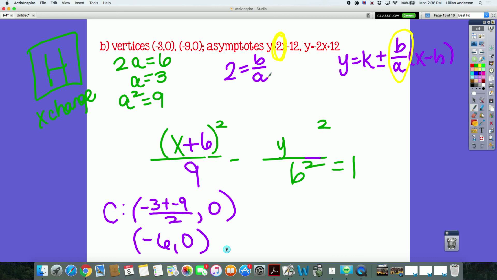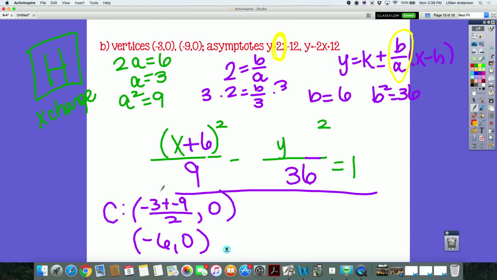Since I already know that a is 3, I'm going to plug 3 in and then just do a little bit of multiplication to solve for b. b is equal to 6, which means that b squared is going to be 36. Now, b could be a negative 6 or it could be a positive 6. It really doesn't matter. We just know that one's going to be a positive, one's going to be a negative. But for the sake of our equation for our hyperbola, it's squared anyway, so it's always going to be positive. And there's the equation for this particular hyperbola.